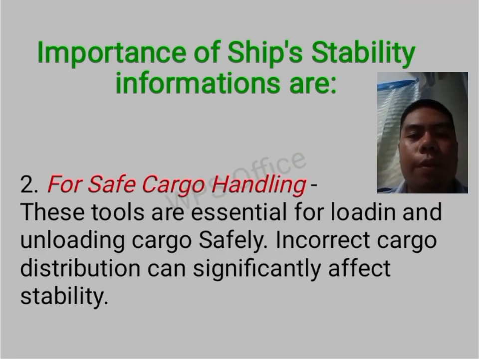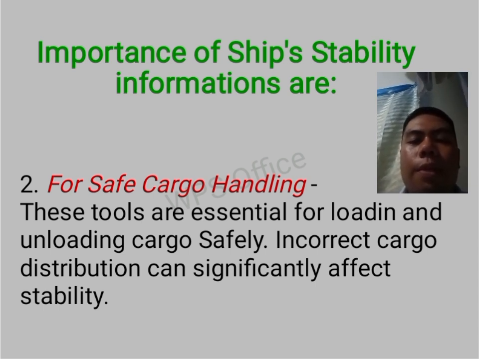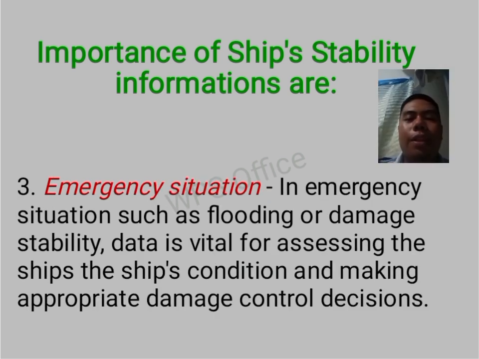Number two is safe cargo handling. These tools are essential for loading and unloading cargo safely. Incorrect cargo distribution can significantly affect the stability. Stability diagrams and trim tables guide the crew in determining the safe placement of cargo to maintain the stability within acceptable limits. Number three is emergency situations.